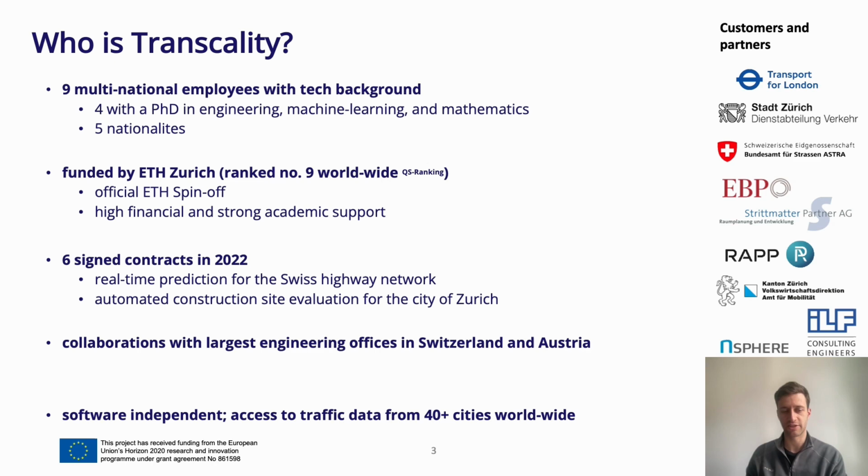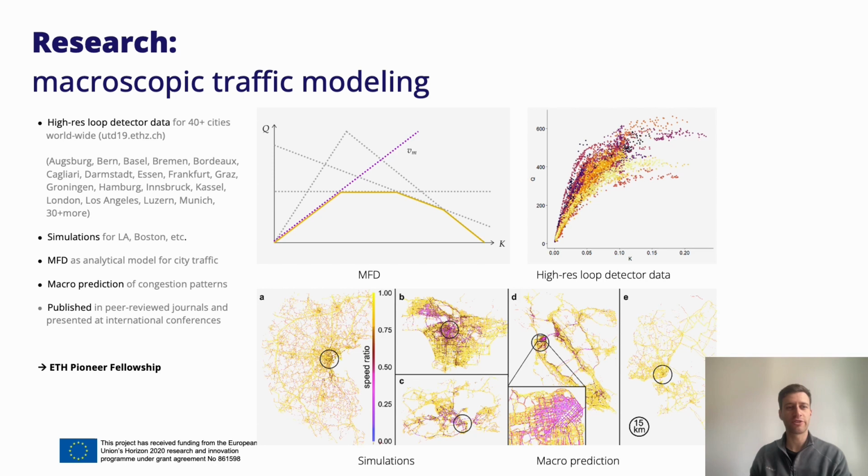Maybe a quick background of our research. I myself and also my co-founders, Gabriel and Sasan, spent a lot of time on high resolution loop detector data. We were able, together with others, to gather data from 40 plus cities around the world. We also published it. It's a data set called UTD19, and you also see the website right here on the left. It's an open source data set, and I think it would be great if you could have a look at it. Some of you might already know it.